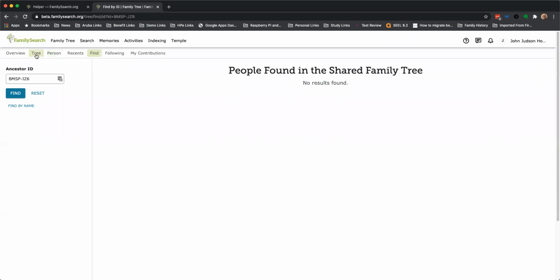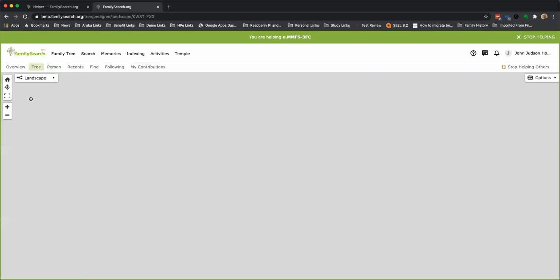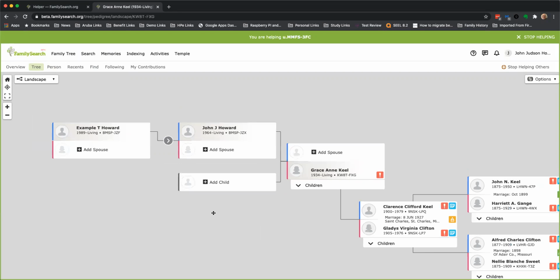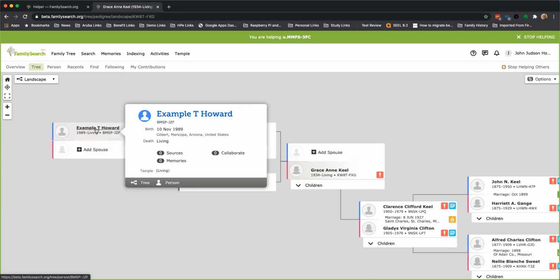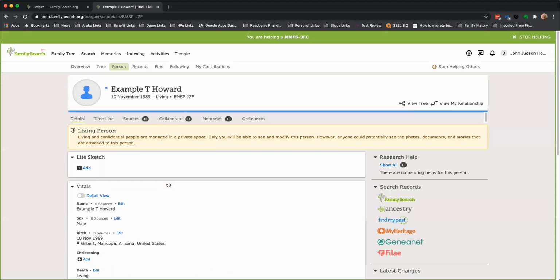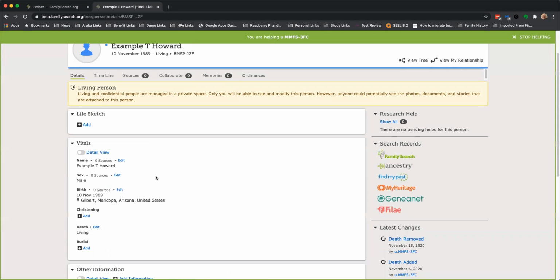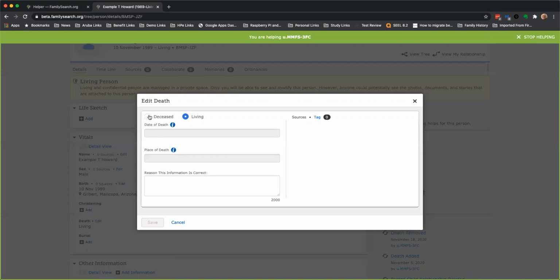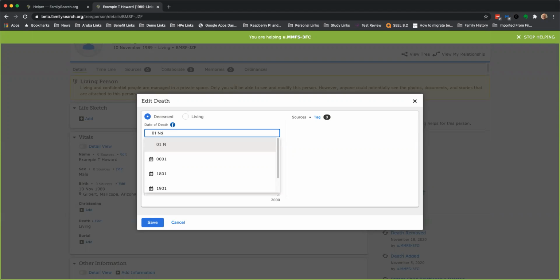Okay. So now I'm going to go to the tree and expand this out. Right, and here's example. I'm going to edit him. It says here's the banner. He's living. Blah blah blah. And I'm going to record his death, and we're going to make it 01 November.